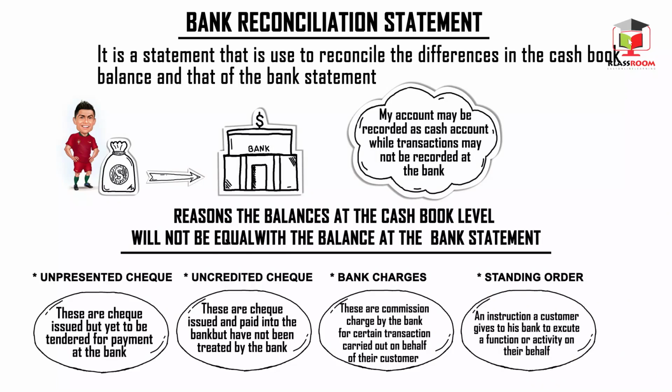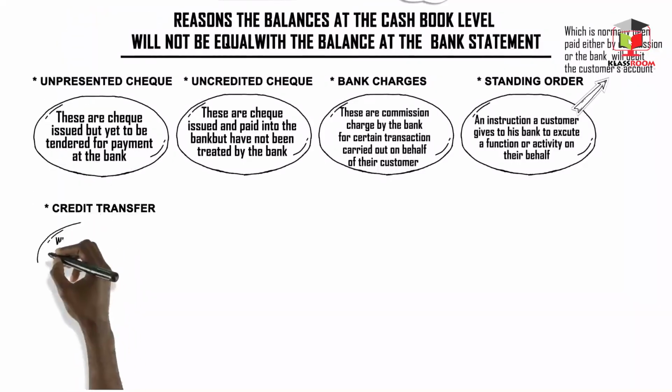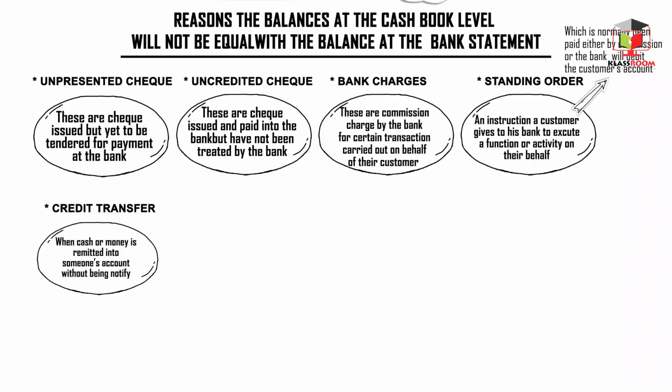We have other reasons like standing order. Standing order is simply an instruction a customer gives to his bank to execute some functions or some activities on their behalf, which is normally paid either by commission or probably the bank will immediately debit the customer's account, but this may not reflect on the cash account. Therefore, the differences may occur.